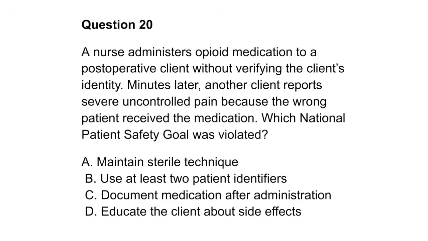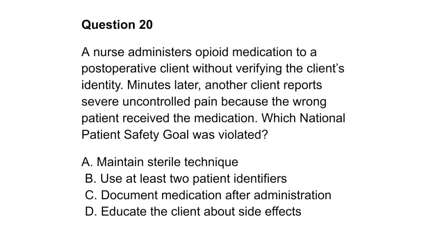Question 20. A nurse administers opioid medication to a post-operative client without verifying the client's identity. Minutes later, another client reports severe uncontrolled pain because the wrong patient received the medication. Which national patient safety goal was violated?